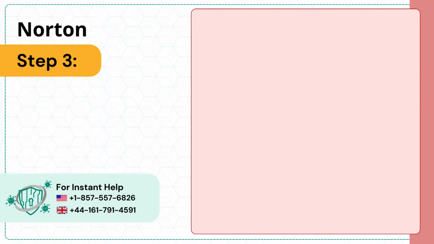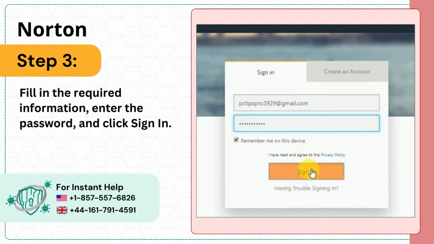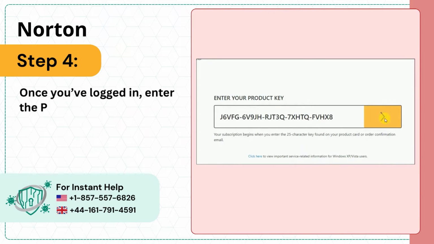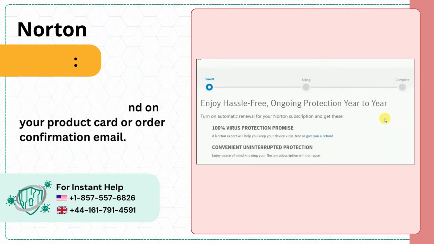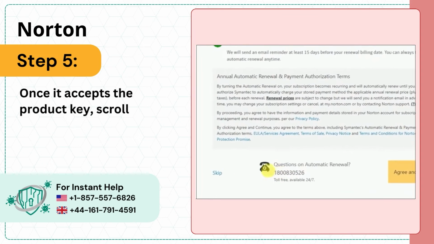Step 3. Fill in the required information, enter the password and click Sign In. Step 4. Once you've logged in, enter the product key found on your product card or order confirmation email. Step 5. Once it accepts the product key, scroll down and click Skip.